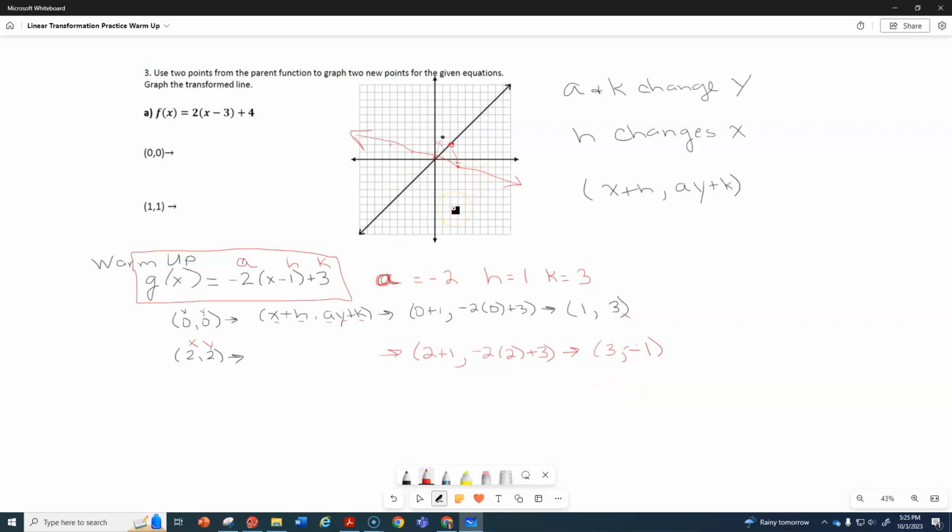You graph your 2 new points. Oh wait, I did that wrong. I now see what I'm doing wrong. That was not the 0, 0 of the original one. That was not sitting right with me. These are the 2 points that I graphed. Oh goodness. I graphed the point 1, 3, which is right there. And I graphed the point 3, -1, which is right there.